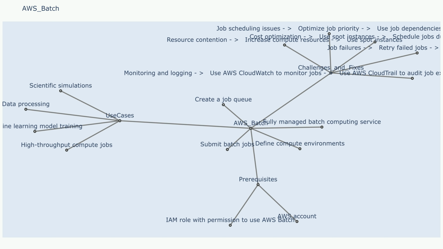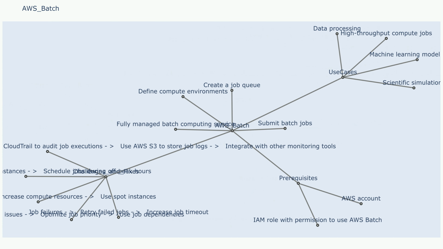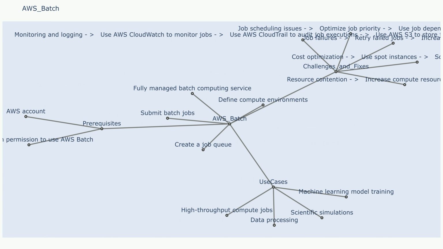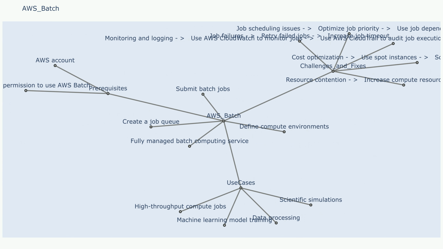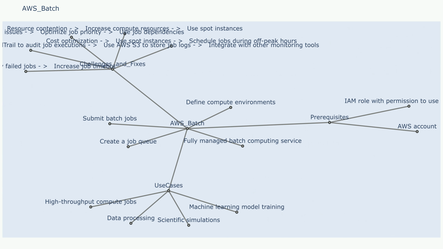AWS Batch description: a fully managed batch computing service that allows you to run batch jobs at scale without provisioning or managing servers. Prerequisites: an AWS account enrolled with permission to use AWS Batch. Use cases: high throughput compute jobs, data processing, machine learning model training, scientific simulations, game development, rendering and animation.